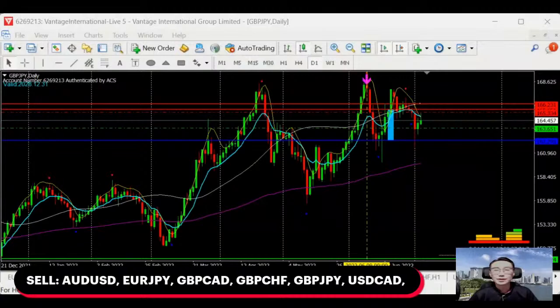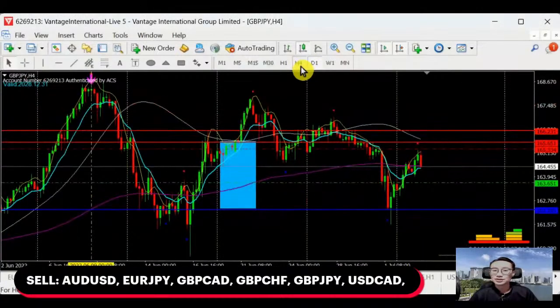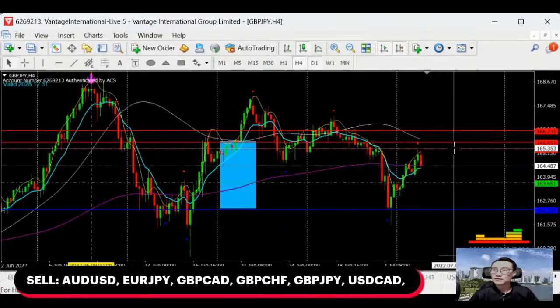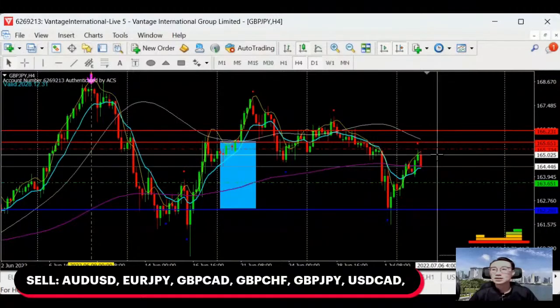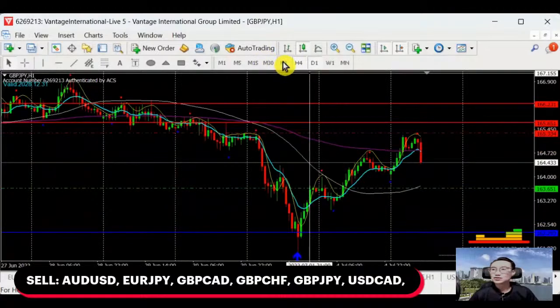Let's see, what do we have here? Pound yen. Like we mentioned yesterday, we plotted this resistance level for pound yen, if you still remember. I was saying that I'm waiting for this resistance level. Now it hits the resistance level over here and has sold down almost 100 pips already. That is a very strong selling.